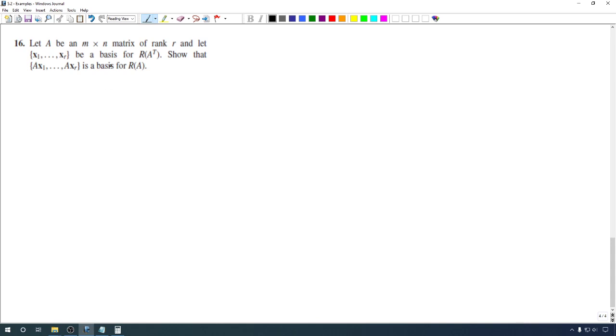Alright, so here we're starting with an m by n matrix A that we say has rank r. We're going to pick some basis for the row space. That's what R(A transpose) is. And then this is saying that we can find a basis for the column space by just multiplying each of our vectors by A. Now that seems a little too easy, but can we make it work?